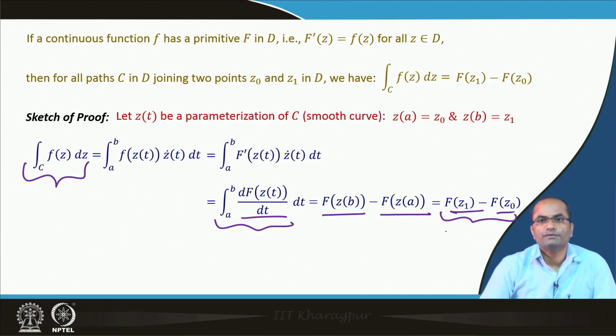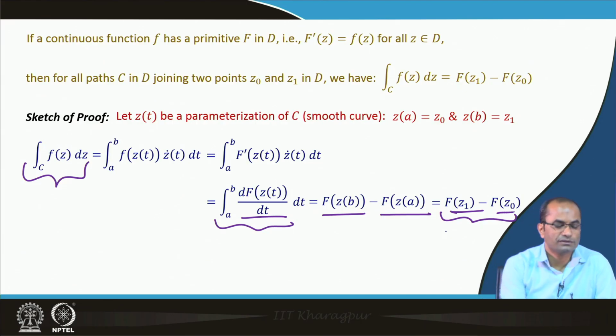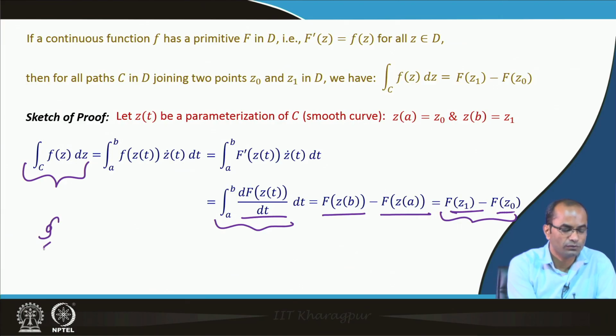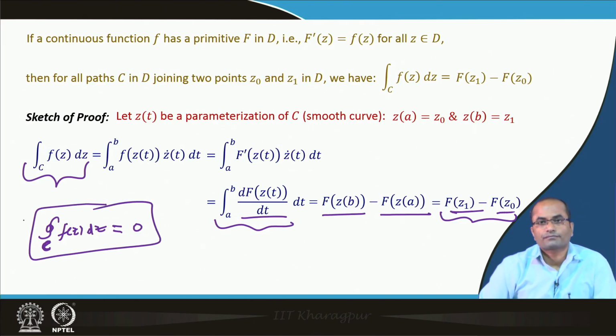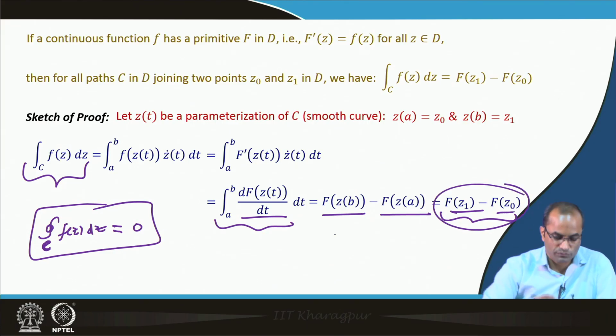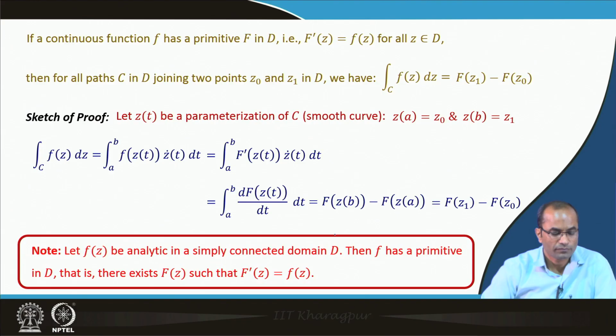As a consequence of this, if we have a closed curve, and our integral is over the closed curve and all these conditions are fulfilled, that f has a primitive in the whole domain enclosed by this curve C, then the integral is going to be 0, because the initial and the final points are the same. So, f(z1) minus f(z0) will become 0. That is a consequence of this result.